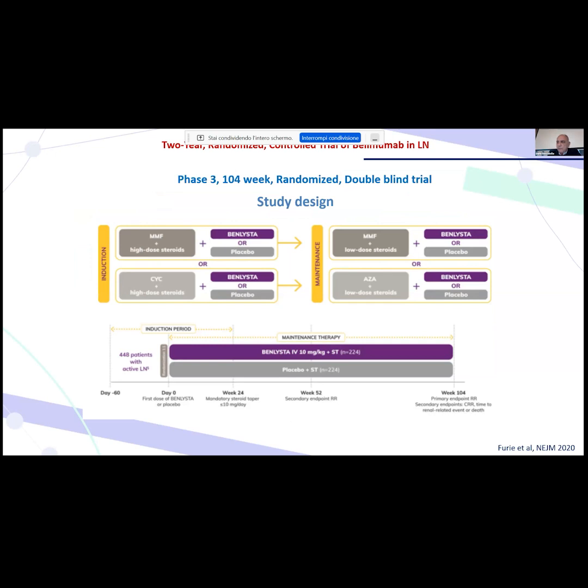The only biological agent approved for lupus nephritis is belimumab, based on this 2-year randomized controlled trial in which belimumab was compared to placebo, to standard of care, consisting of mycophenolate and low doses of steroids. Belimumab was added to mycophenolate or cyclophosphamide followed by azathioprine.